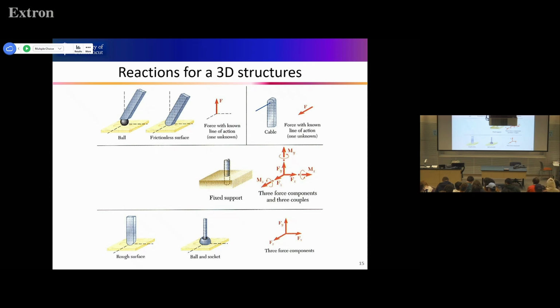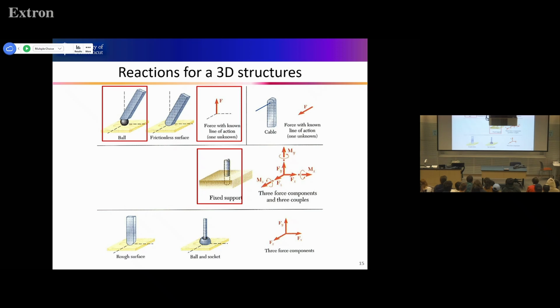And now there are so many reactions in 3D because there are so many combinations. But I show you these 3 representative ones. So first one is 3D roller. If this side has only 1 ball, then here force with unknown line of action, so this unknown reaction is only vertical reaction, like 2D roller.